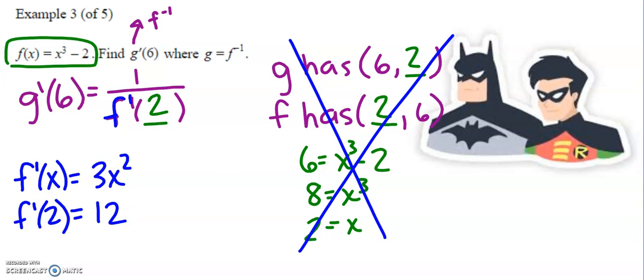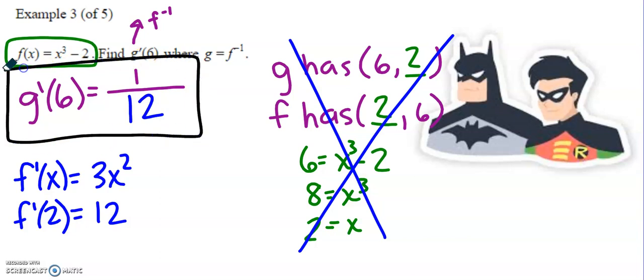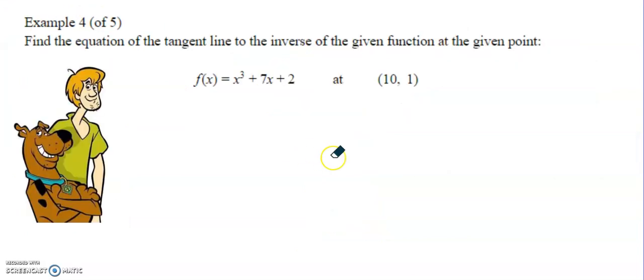So again, my whole structure, my whole setup, I was trying to find g prime of 6. G prime of 6 is going to be equal to 1 over 12. Okay, moving along. Scooby and Shaggy. Find the equation of the tangent line. Ooh, stepping it up. Find the equation of the tangent line to the inverse of the given function at the given point. F of x, and we have the point 10, 1.